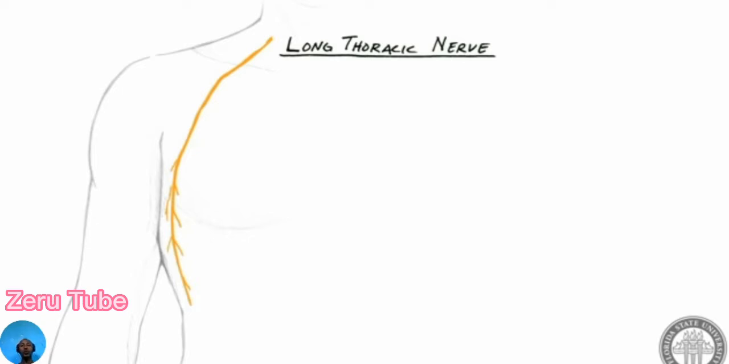As I told you, the long thoracic nerve originates from C5, C6, and C7. So the long thoracic nerve is a branch of the roots of the brachial plexus. This nerve is very important to innervate the serratus anterior muscle. So the long thoracic nerve goes to attach with the thoracic cavity.